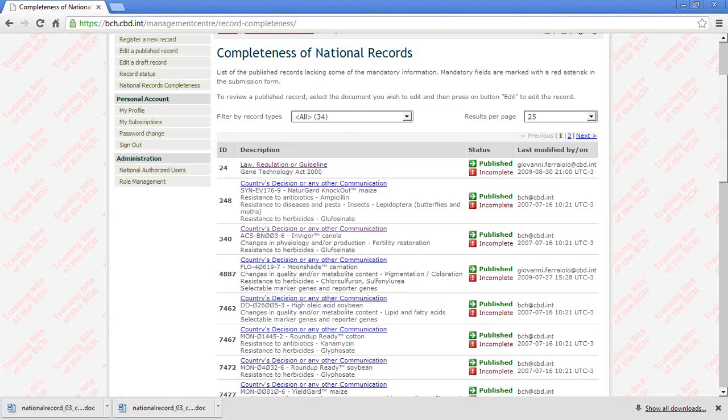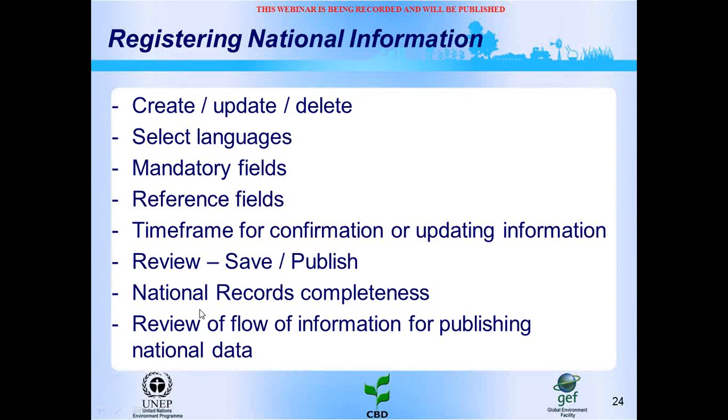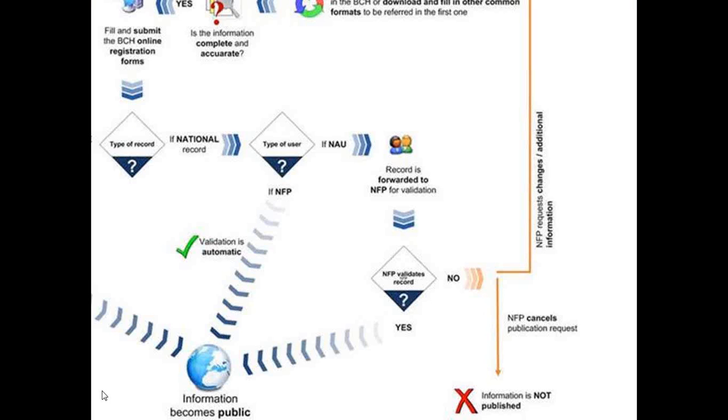Okay, now the only thing that we need to review here is the flow of information for publishing national data. As I said, we showed how to manage information from the national authorized user and the national focal point. We can check this diagram that is contained in manual number 6 about registering information, but it's just a picture of the flow that we have already demonstrated.